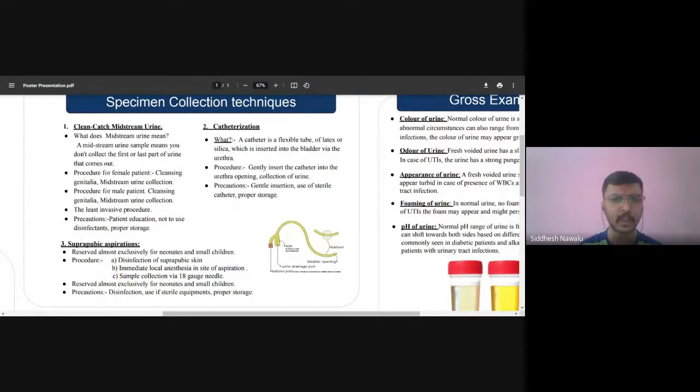Urinary catheterization provides a method for collection of uncontaminated urine directly from the bladder. So it's a much preferred technique, but it also has some risk factors, like if the catheter is contaminated, then it might introduce nosocomial diseases. Then the last technique is suprapubic aspiration.